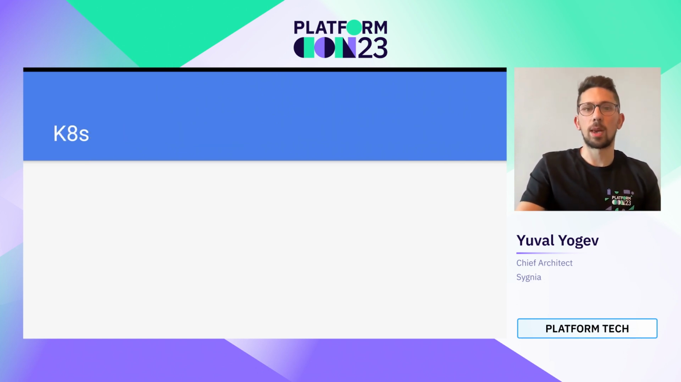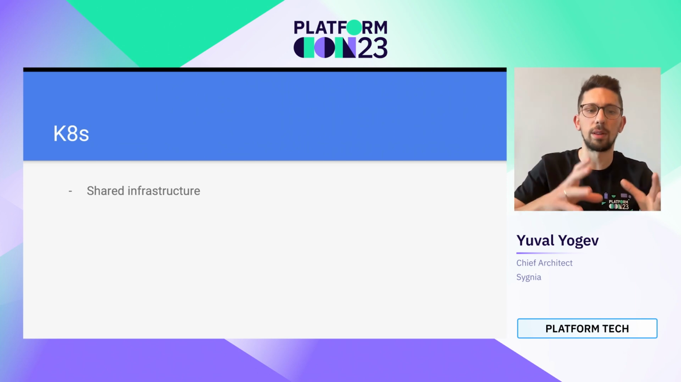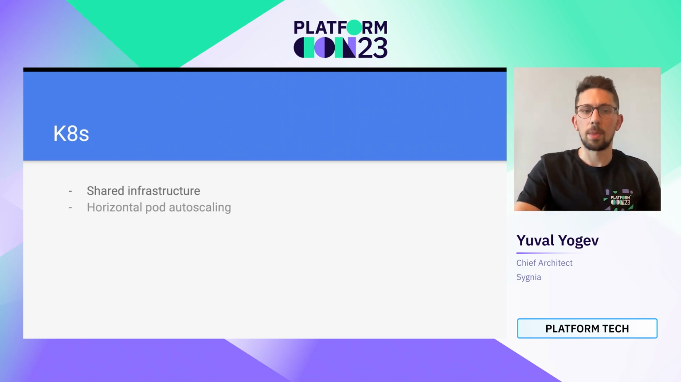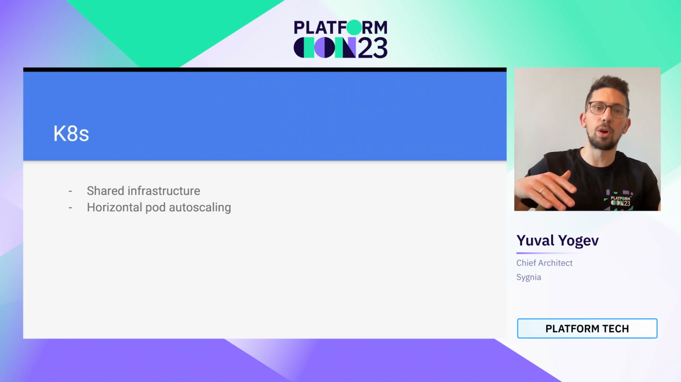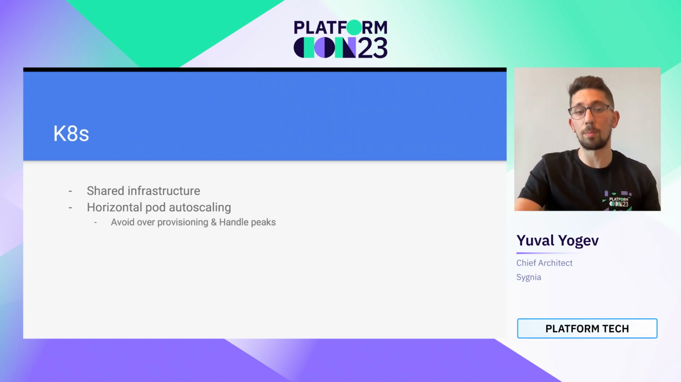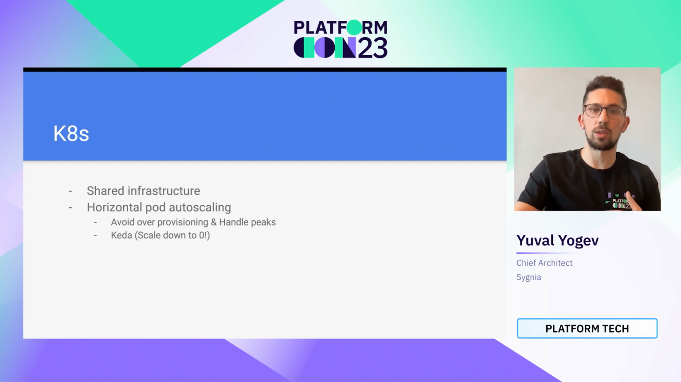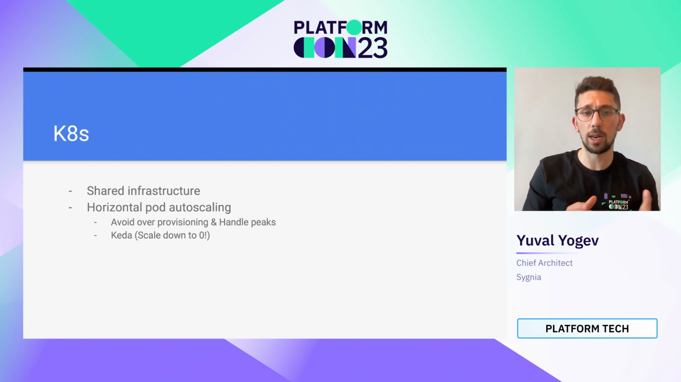Lastly, Kubernetes. Can't talk about price reduction without mentioning Kubernetes. First of all, Kubernetes can help you on its own without any fancy features, just because you're sharing infrastructure and running everything on better utilized servers. It can also help you avoid over-provisioning or handle peaks with horizontal pod autoscaling. Specifically, we use KEDA, which is an open source alternative to the default autoscaler. There are a lot of nice things about KEDA, but one specific thing is that it can scale down to zero, meaning that if you don't have traffic for a specific service, you can have no instances running, which is another great price reduction.